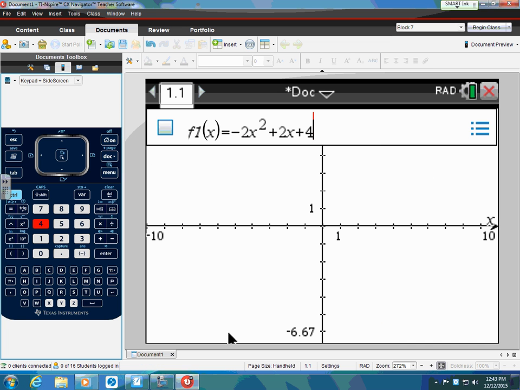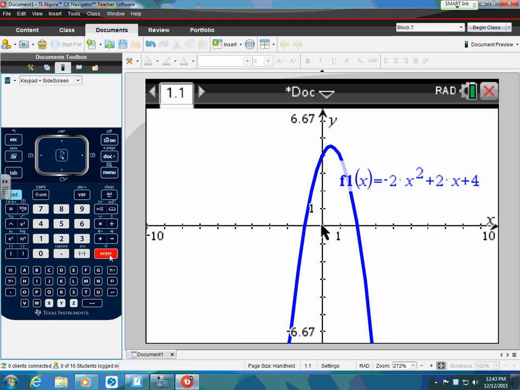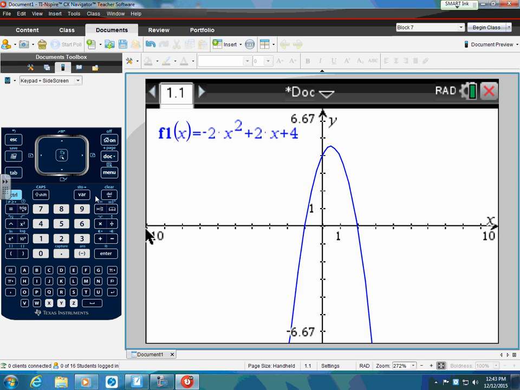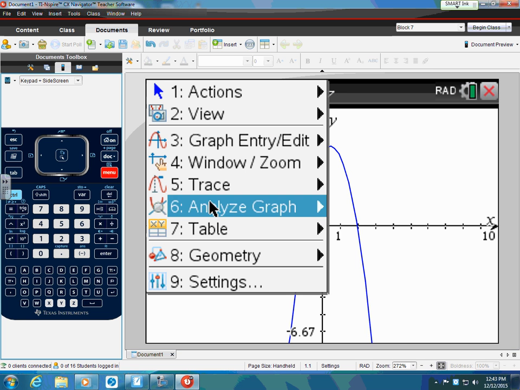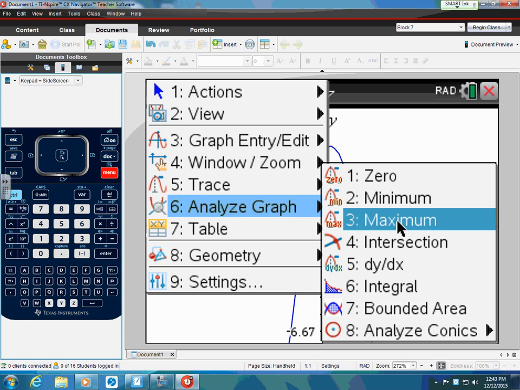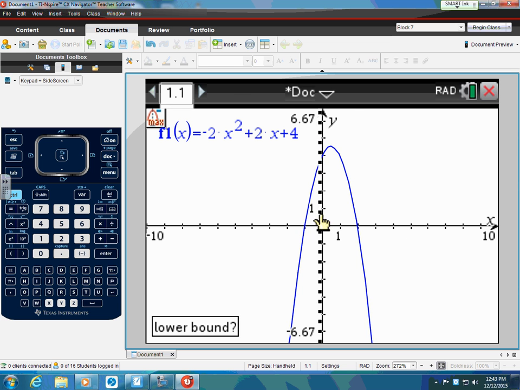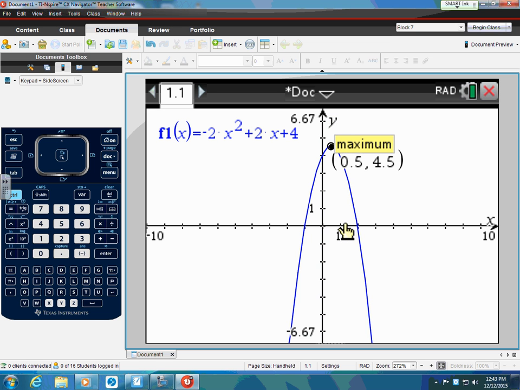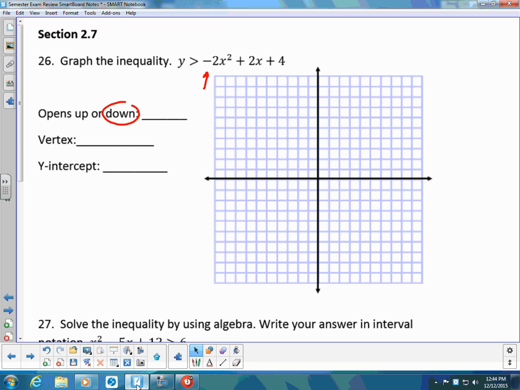All right, and so when we graph that, we see that it does indeed open down. We can get the vertex from this by going Menu, Analyze Graph, Maximum. Since it does open down, it will have a maximum value. I'm going to get to the left of that maximum to get the lower bound, and then slide over to get my upper bound and click. That grayed area is the search zone, and it tells me that the vertex is at 0.5, comma 4.5. So I can fill that in right here.